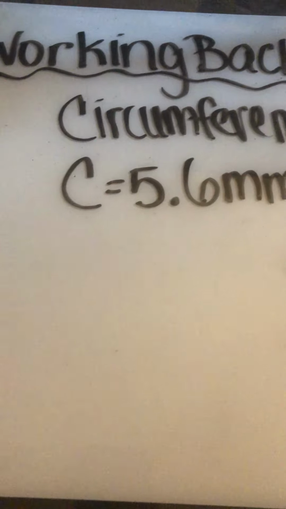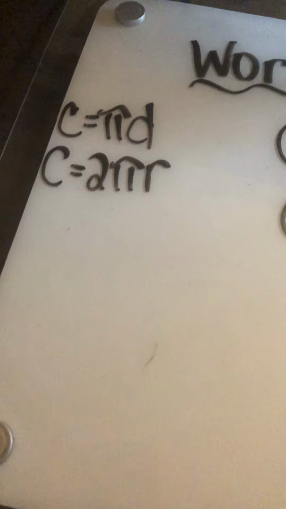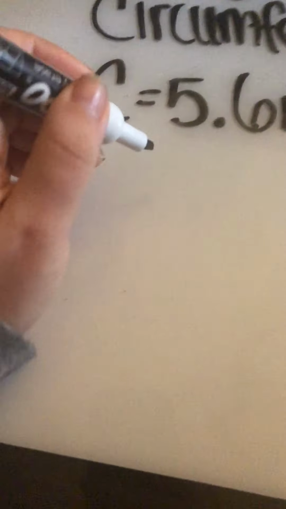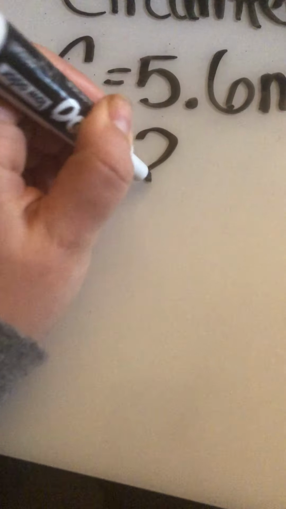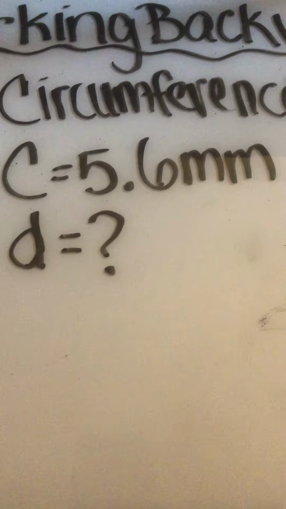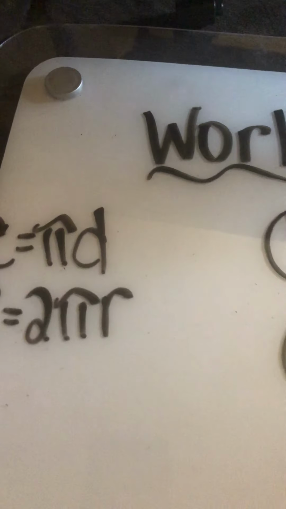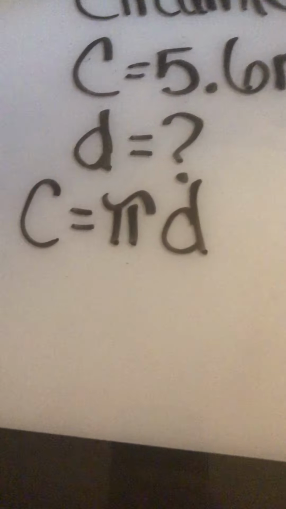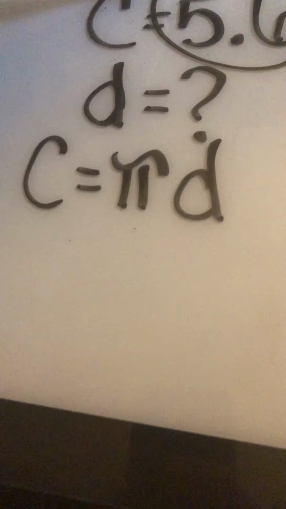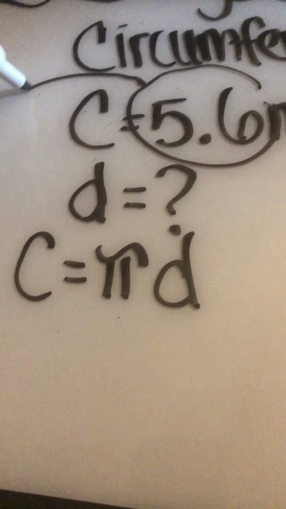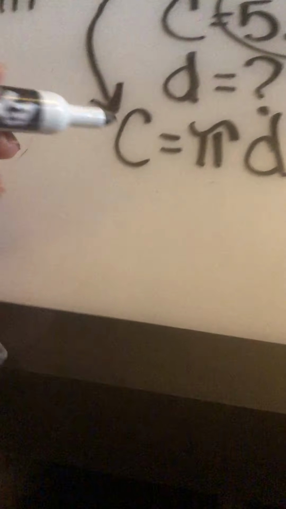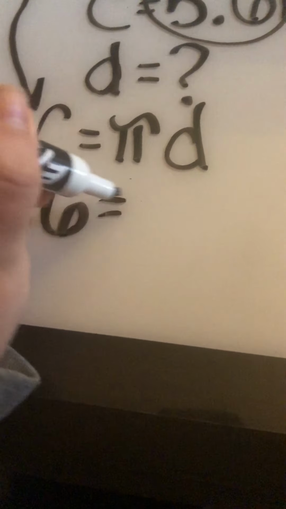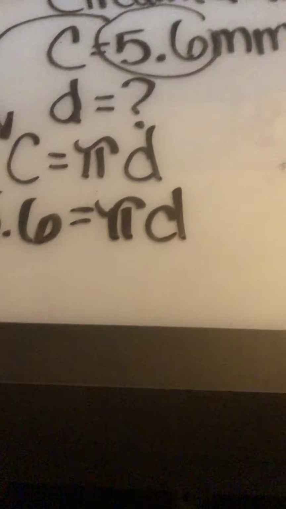So I'm going to look at my formulas. And the question was asking us to find the diameter. So we don't know what the diameter is. The only thing we know is that the C is equal to 5.6. So if I'm looking for a diameter, I'm going to use the formula that obviously has diameter in it. So we're going to write C equals pi times diameter. And since I know what the C is, I'm going to take that number and I'm going to substitute it in where I see C. So I'm going to write 5.6 equals pi times diameter.